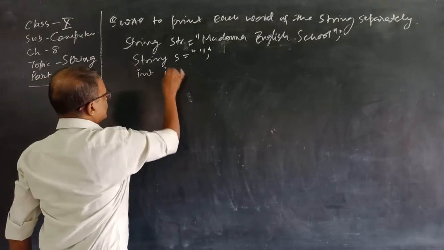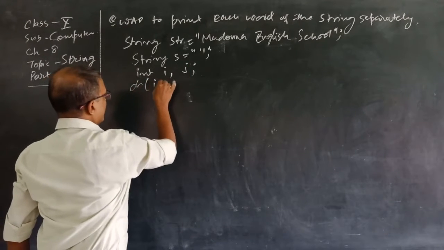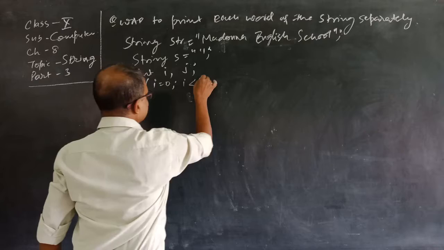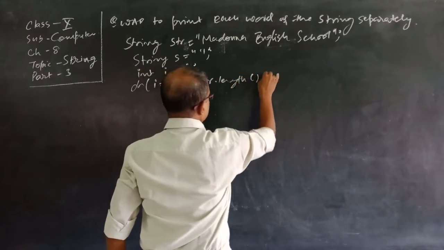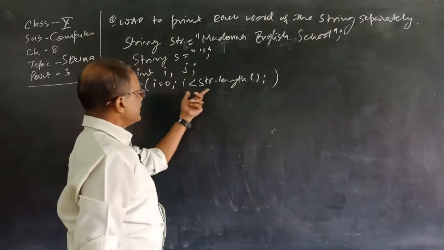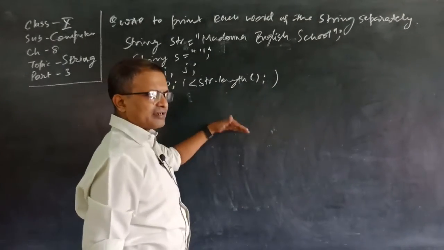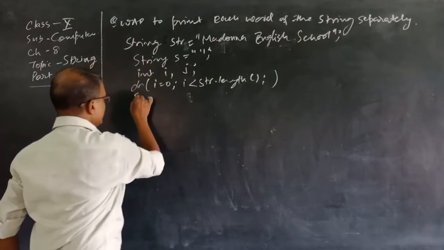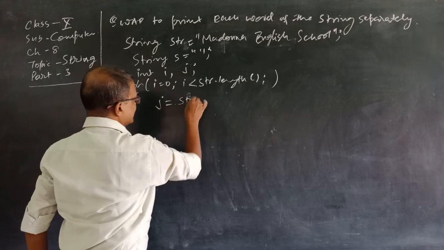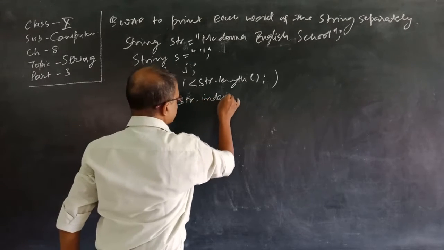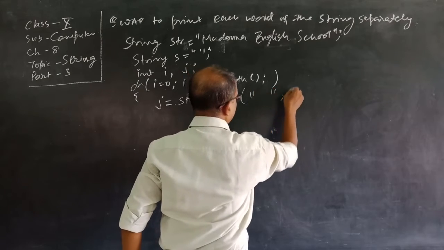suppose s, int i to run the loop, and j to store the index. Apply the loop for i equal to 0, i less than str.length. Okay, but this time we will not increment the value of i by using the loop. The value of i will be incremented later. I will discuss it later. Okay, first of all, find the index by using j equal to str.indexOf(' ', i).